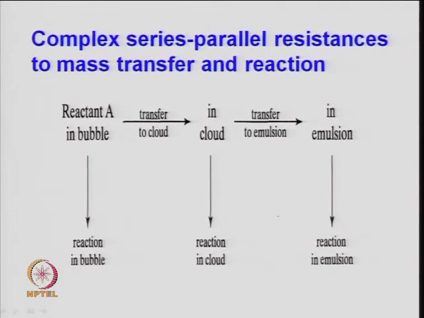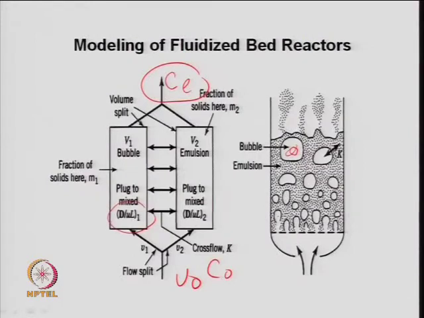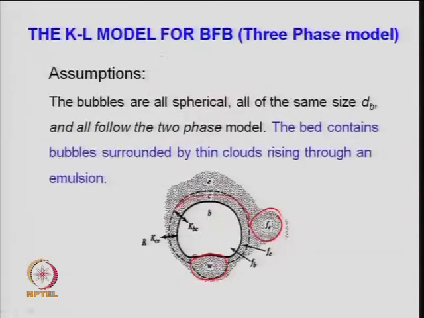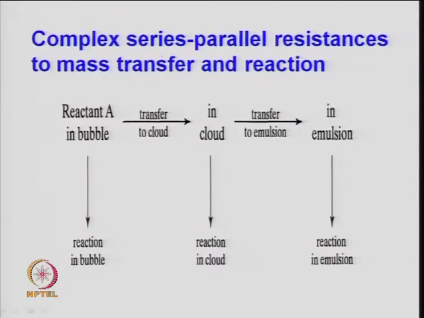So, as I said, the gas is entering like this. So, this is your entrance point and then this is your exit point. So, when you look at a model, a 3 phase model, we have something like this, right. So, you have a reactant A which is in the bubble. So, concentration of the reactant in the bubble, right, or transport or mass of the reactant in the bubble. So, partly it transfers to the cloud phase and partly it reacts here.